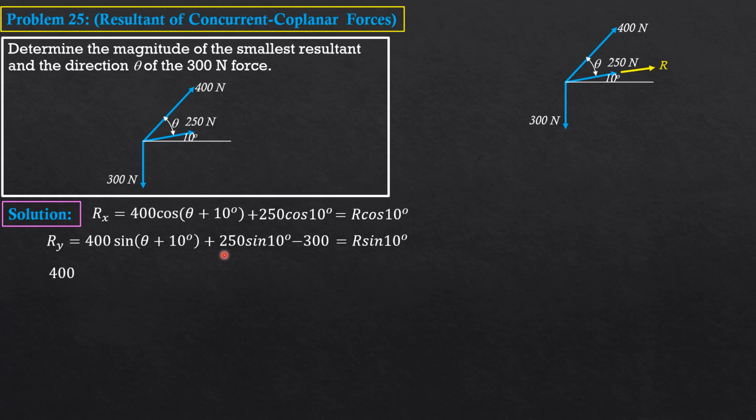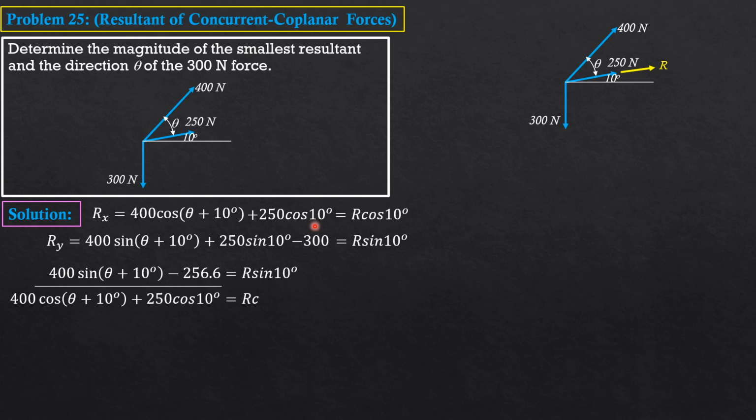So simplifying this Ry here: 400 sine of quantity theta plus 10 degrees minus 256.6 equals R sine 10 degrees. Then we divide this by Rx here: 400 cosine of quantity theta plus 10 plus 250 cosine of 10 on the left side, and on the right side R cosine of 10. So simplifying, we can cancel R, and using your calculator, solving for theta, we get 47.62 degrees.